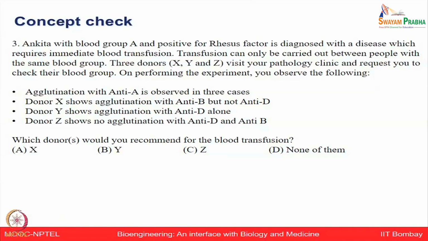Ankita with blood group A and positive for rhesus factor is diagnosed with a disease which requires immediate blood transfusion. Transfusion can only be carried out between people with the same blood group. Three donors X, Y, and Z visit your pathology clinic and request you to check their blood group. On performing the experiment, you observe the following. Agglutination with anti-A is observed in three cases. Donor X shows agglutination with anti-B but not anti-D. Donor Y shows agglutination with anti-D alone. Donor Z shows no agglutination with anti-D and anti-B. Which donor would you recommend for the blood transfusion?